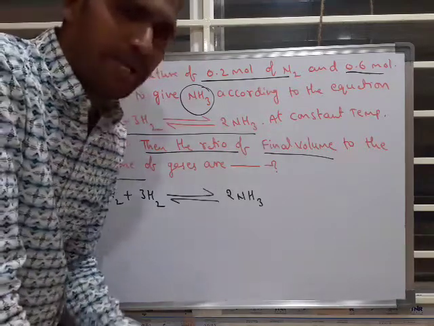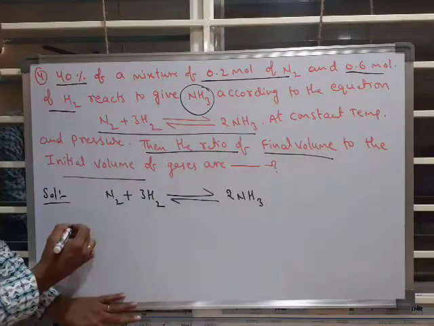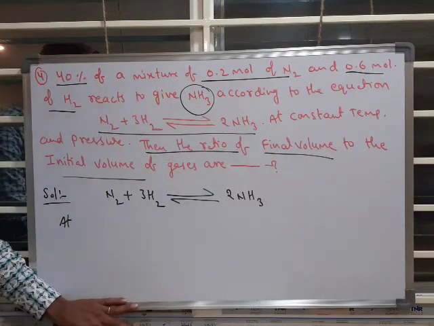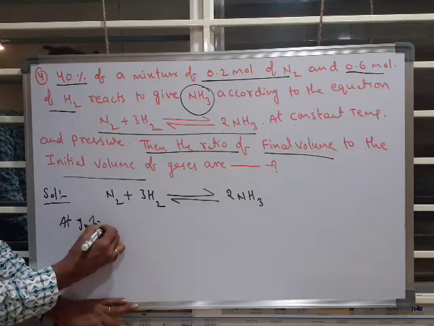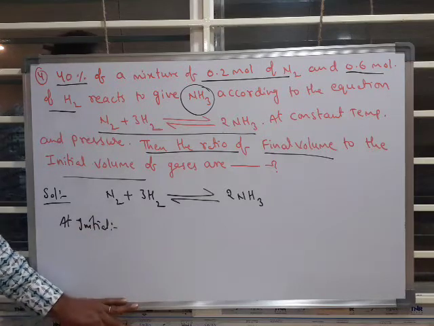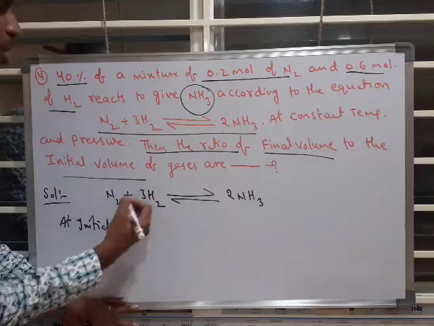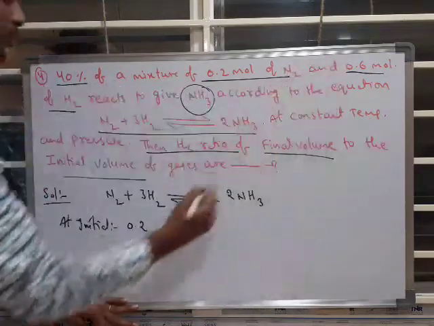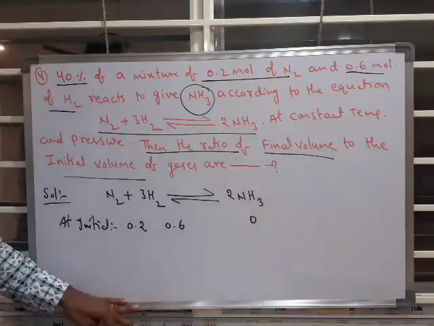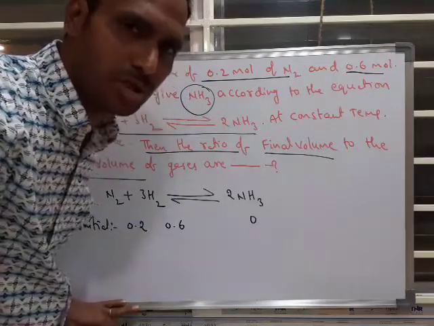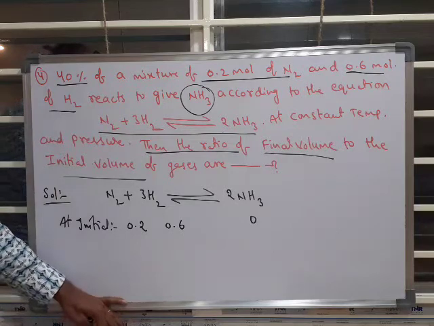For many problems we have to follow this step. At the starting position, at 0 seconds, at initial position how many moles are there? Nitrogen 0.2. Hydrogen, exactly 0.6 moles are given, and there are no moles of ammonia. So the initial reaction has not started. After that, the concentrations are given at equilibrium only.